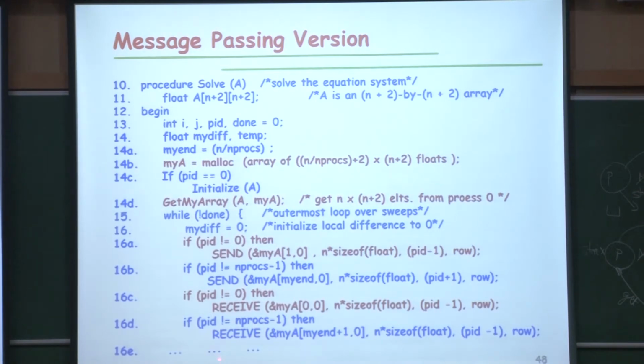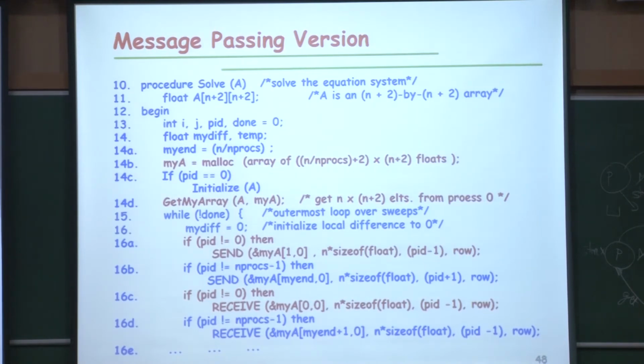The last process will not receive the bottom row from last plus 1, because there is no last plus 1. Similarly, the first process will not receive anything from the top side. Except for that, you will receive all of them. You receive them and put them in row 0 or my end plus 1. So, that is the ghost row.